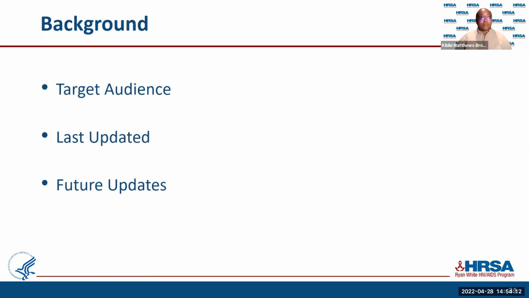So a little bit about the background. The target audience for this manual is for you all as recipients, as well as your sub-recipients. So it's really focused on our 59 recipients. So the 50 states, as well as the District of Columbia, the Commonwealth of Puerto Rico, the Northern Mariana Islands, American Samoa, Guam, the US Virgin Islands, the Federated States of Micronesia, and the Republic of Marshall Islands, as well as the Republic of Palau.